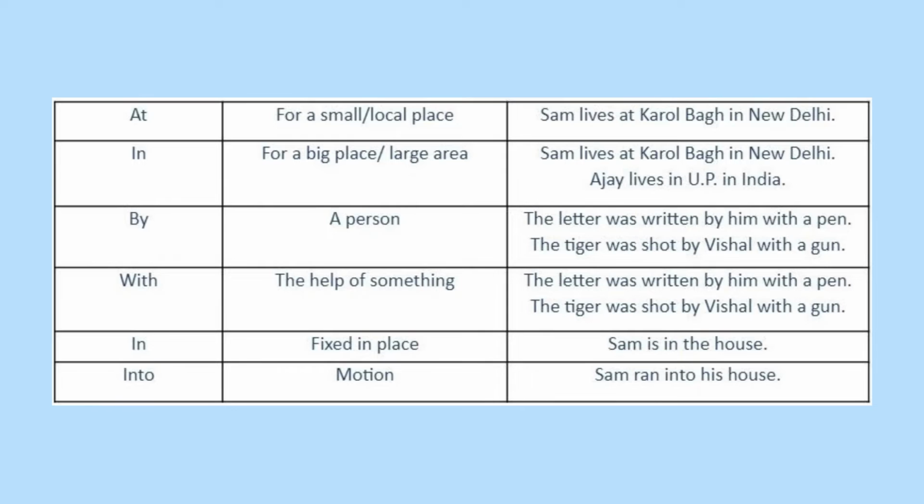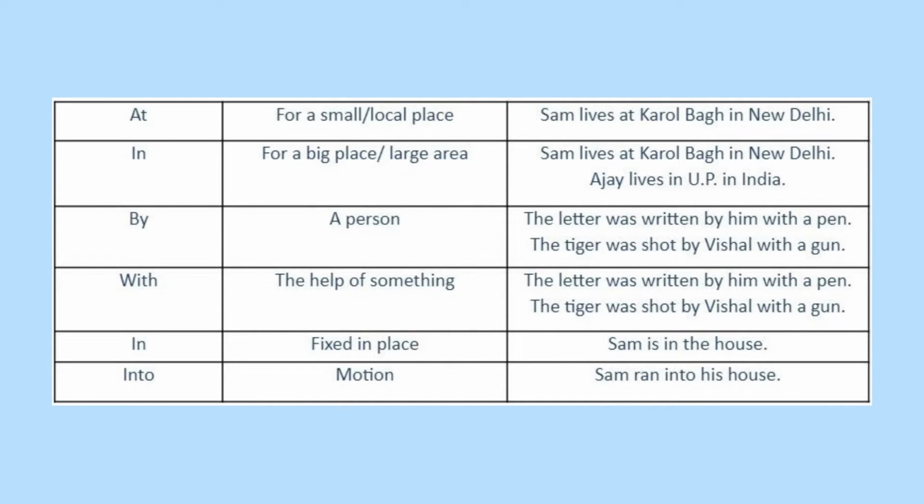The next is into. When a person or a thing is in motion and then after that it comes to rest, into is used. Let us understand it clearly with an example. Sam ran into his house. Here, firstly, Sam was in motion and after that he came to rest when he entered his house.